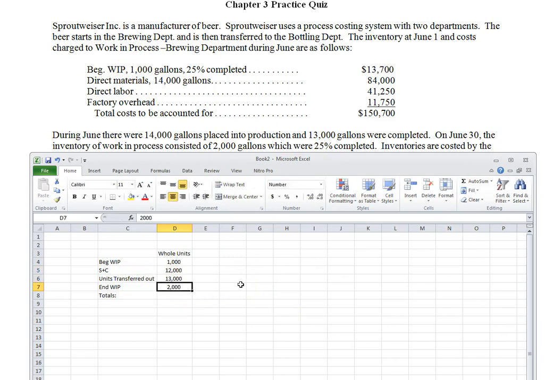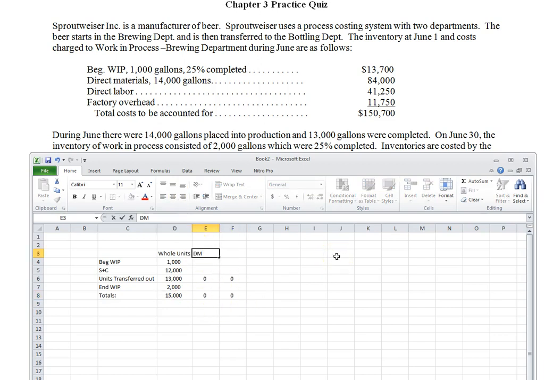Units transferred out is just going to be a subtotal, so I press Alt-Enter to add up these two. I'm going to go and copy it over. Right now it's 0, but when I add numbers it'll change. And the total will be the two numbers above it. Ending work in process, and units transferred out. I'm going to copy that formula over as well. It's just the summation of the two above it. Again, it's 0 now, but it'll change.